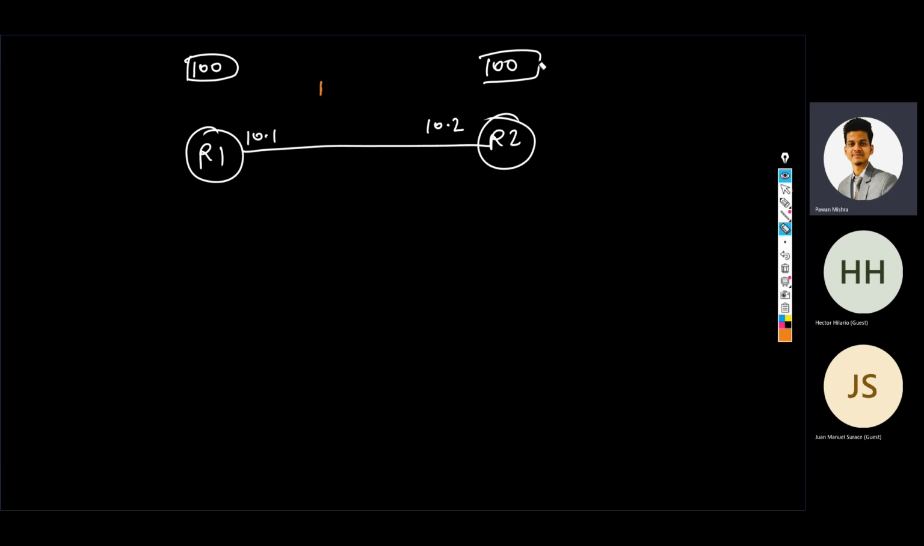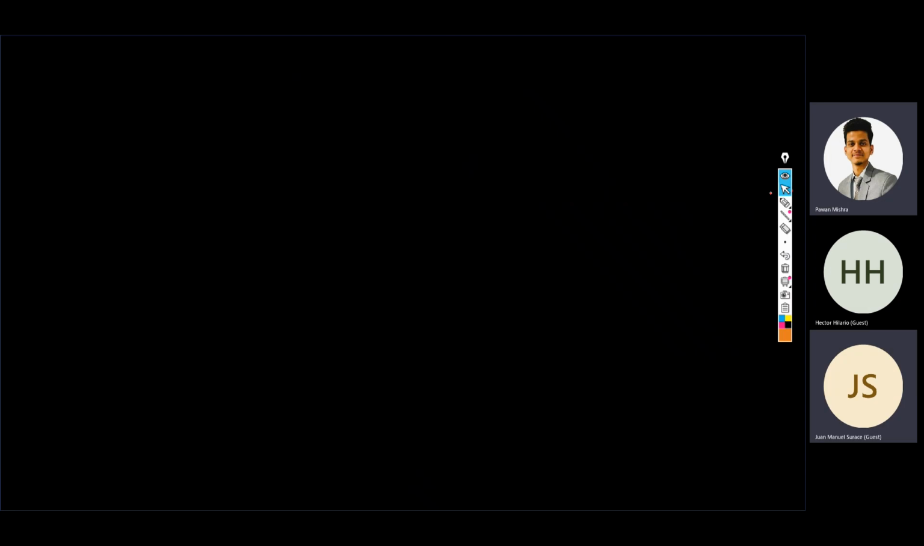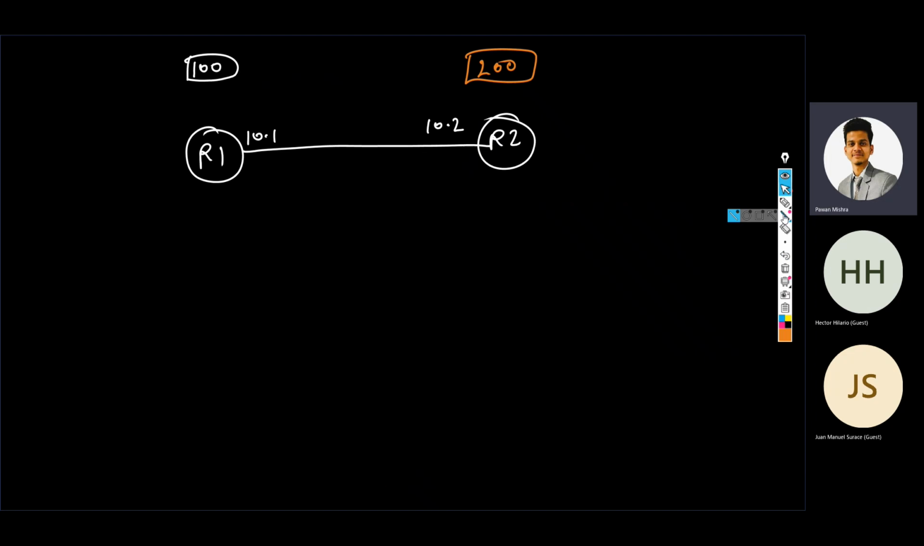If I'm using 200 on R2, in this case it is EBGP. Let's say on the R1 router we have a loopback IP, 1.1.1.1/32. I enable BGP with AS 100 on R1, and BGP with AS 200 on R2. Now, once this R2 router receives this 1.1.1.1 route, tell me what AD value it will show here.